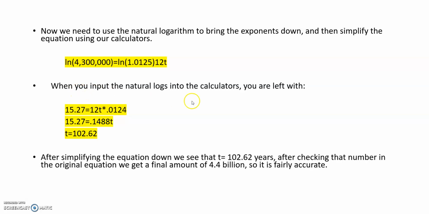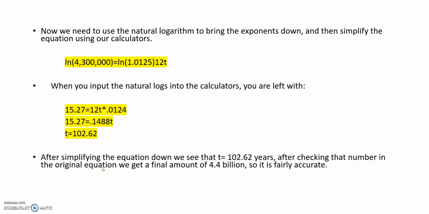When you put the natural log into your calculators, you're going to be left with 15.27 equals 12t times 0.0124. Further simplifying that by multiplying 12 and 0.0124 brings you down to 15.27 equals 0.1488t. Finish off by dividing 15.27 by 0.1488, and that's going to leave you with t equals 102.62.